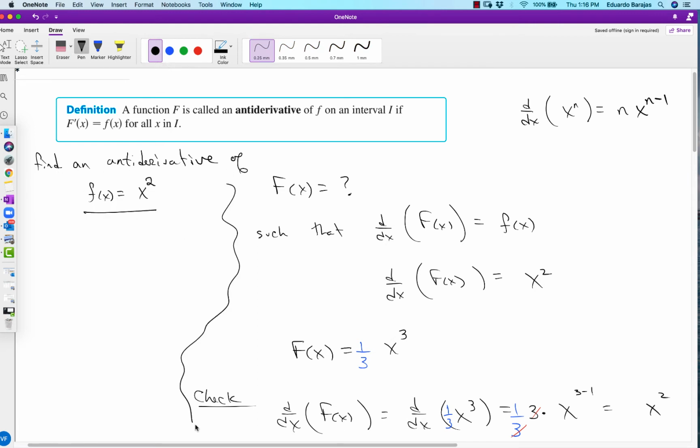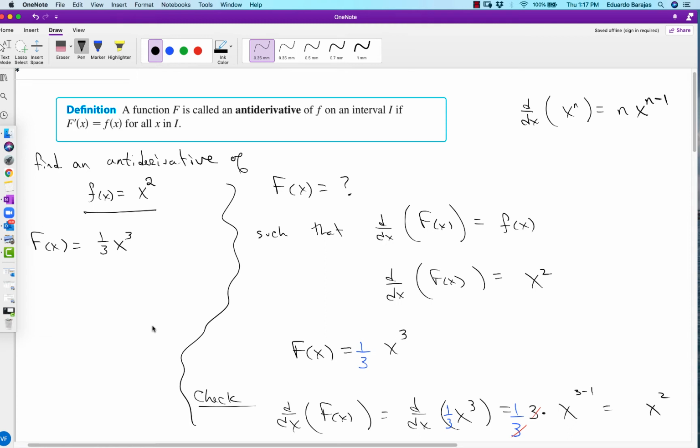After all this kind of work over here, we go, okay, here it is. F of x can be equal to 1/3 x to the third power. And if we check it, that's this process here. The derivative of this will be exactly equal to that. Okay, so that's the process of finding an antiderivative.